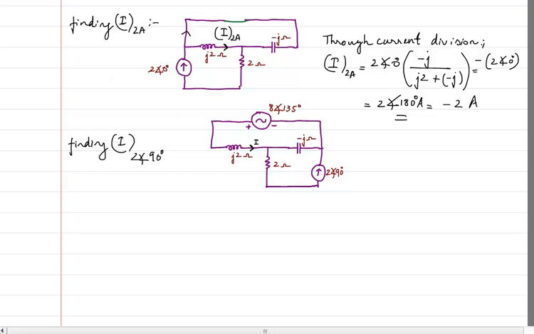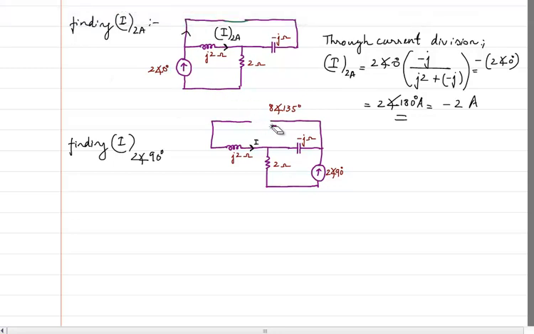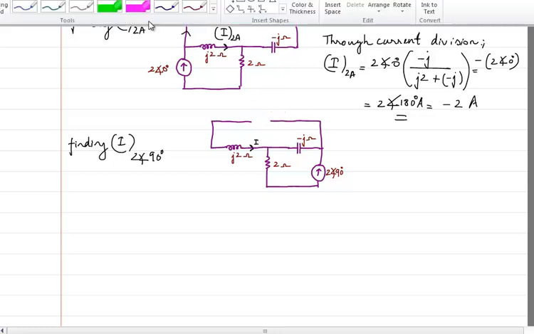Similarly, I have this voltage source, and instead of that I have to again put a short circuit.